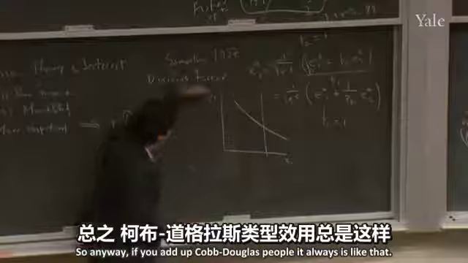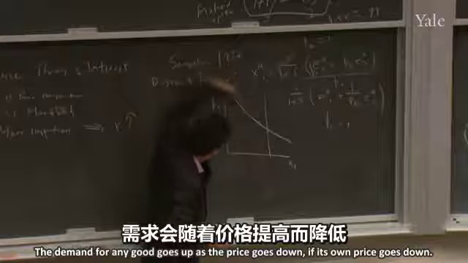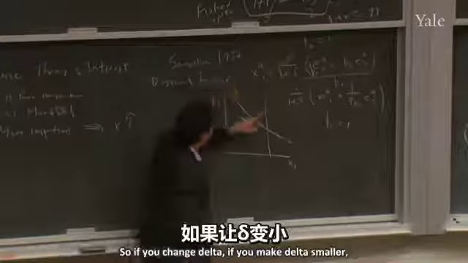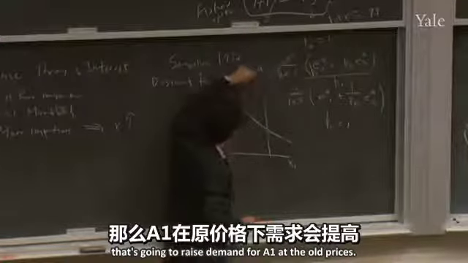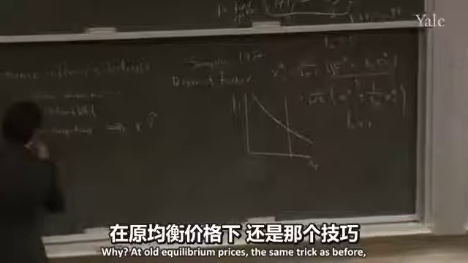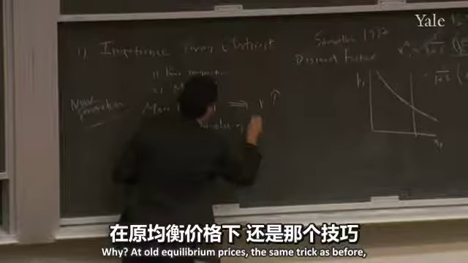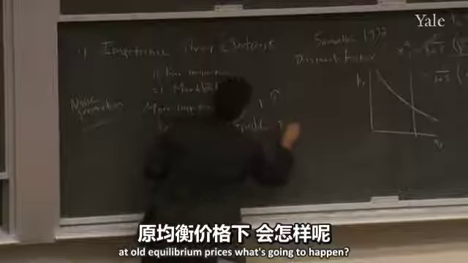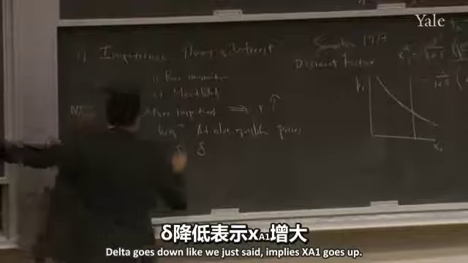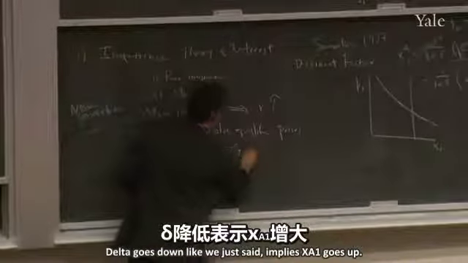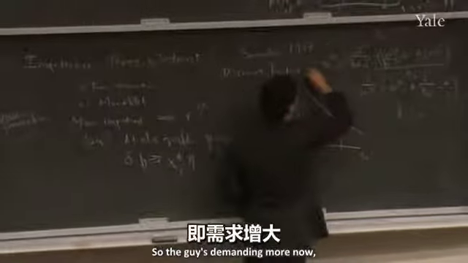Anyway, if you add up Cobb-Douglas people, it always is like that. The demand for any good goes up as its own price goes down. So if you make delta smaller, that's going to raise demand for A1 at the old prices. Why? At old equilibrium prices, the same trick as before, delta goes down, like we just said, implies X_A1 goes up. So this guy is demanding more now.